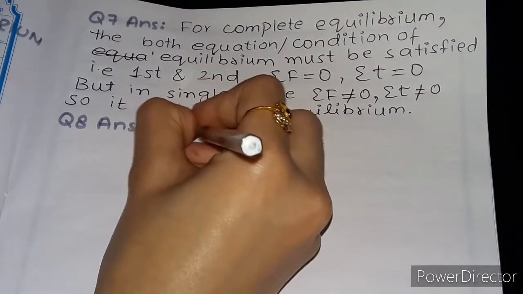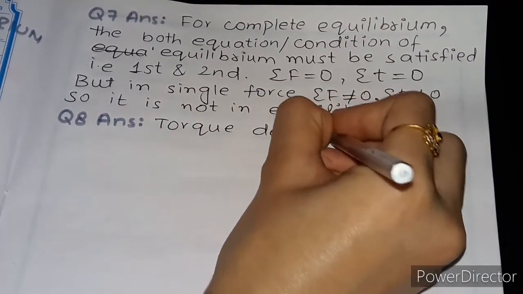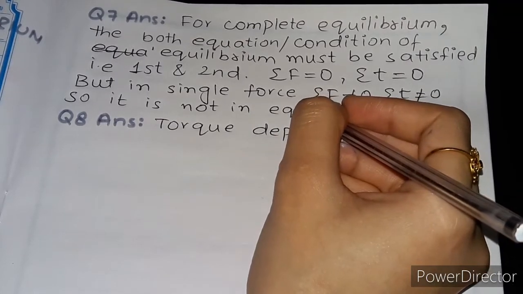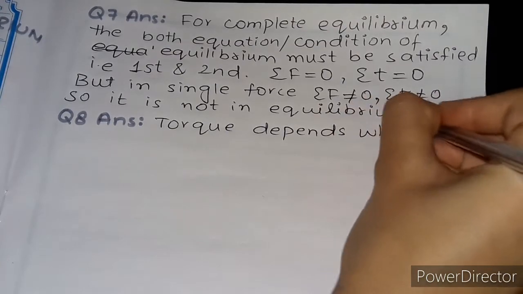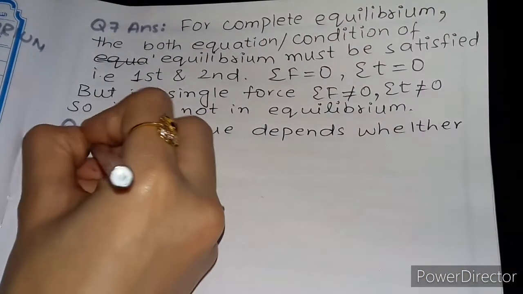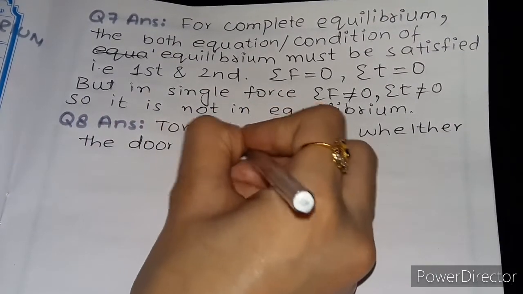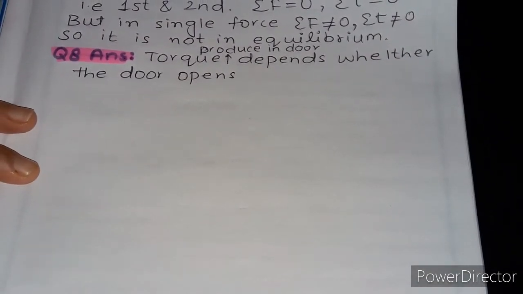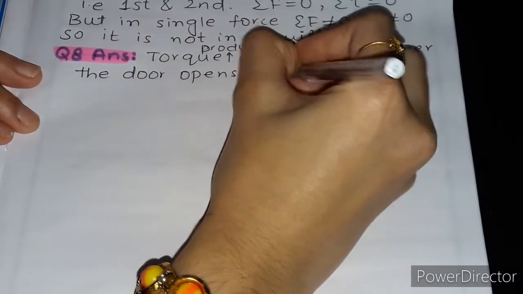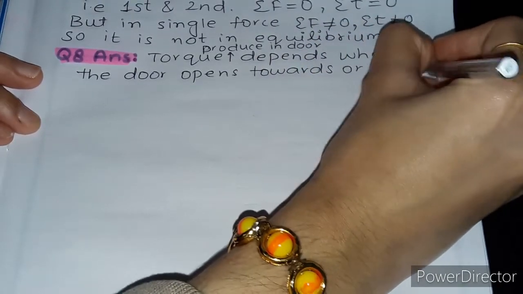Torque produced in a door depends upon whether the door opens towards or away from you.